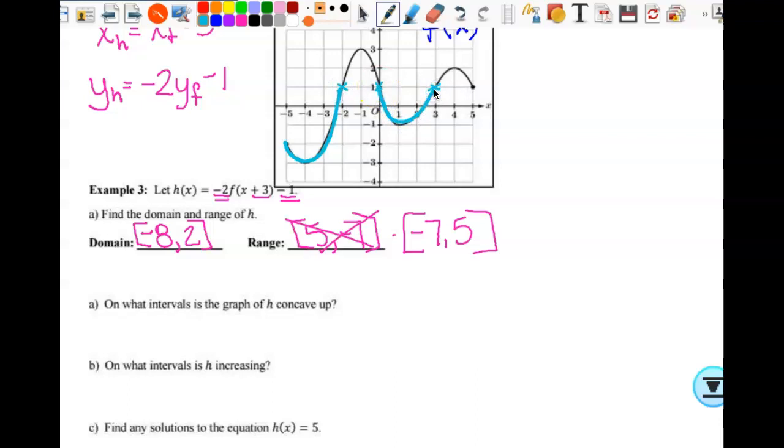But here's the problem. We have a reflection. What are we reflecting in? X or Y? Over the x-axis, right? So that means that this whole thing gets flipped upside down, right? So if I flip this upside down, what I have labeled in blue, is that still going to be concave up? No, it's going to be concave down, right? So if we want when H is concave up, then we actually need when F is what? Concave down.